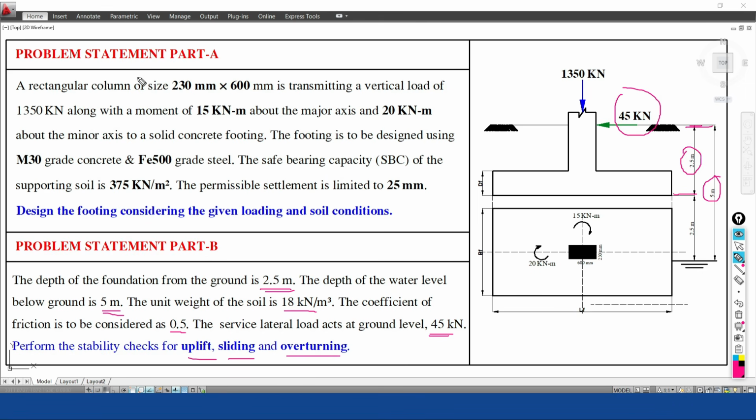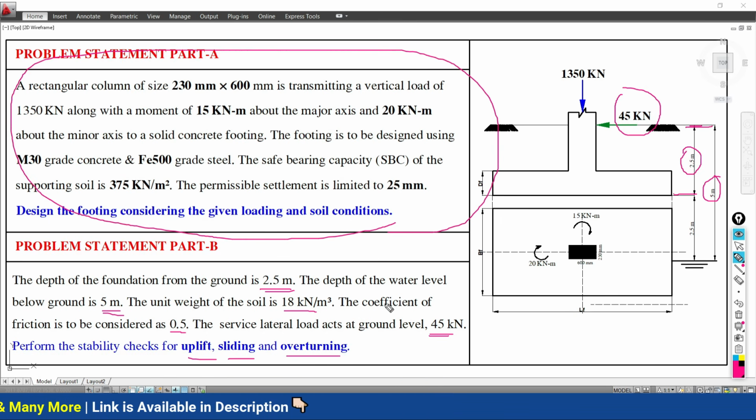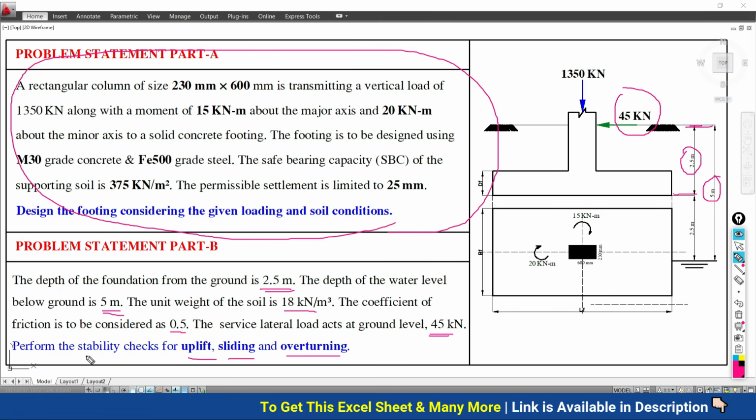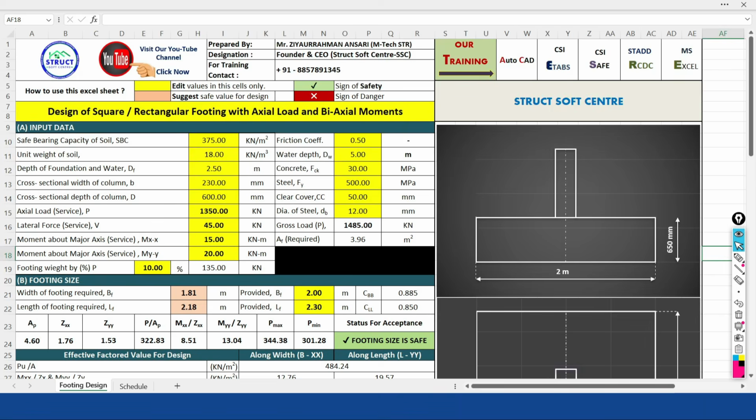In the general case, for normal foundation design, we are given this data just to do the simple design when there is no need to perform stability checks. But if you want to do the stability checks, you need to have this data also: depth of the water table, friction, everything. In this spreadsheet you can perform the stability checks as well. This sheet is capable of performing the design, scheduling, detailing as well as the stability checks.